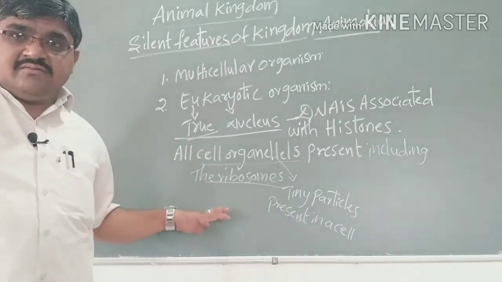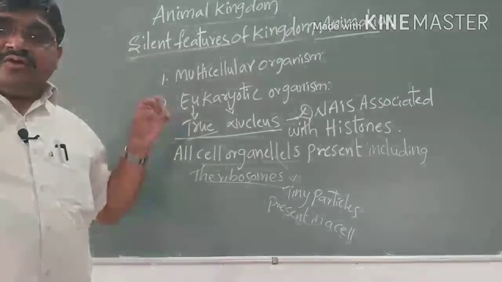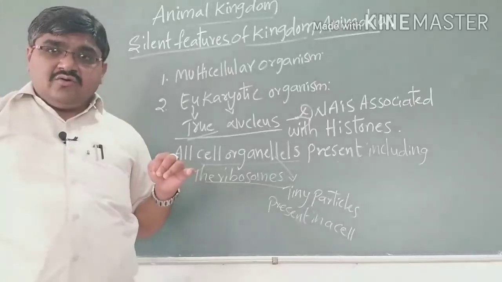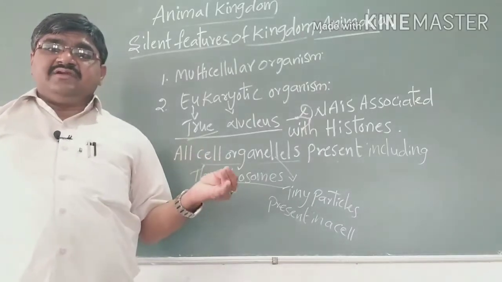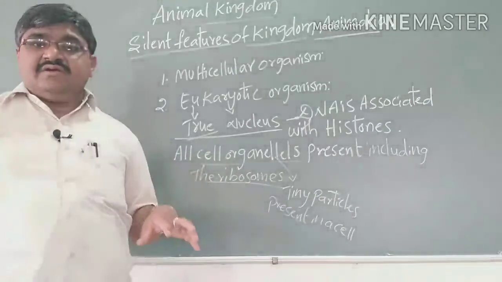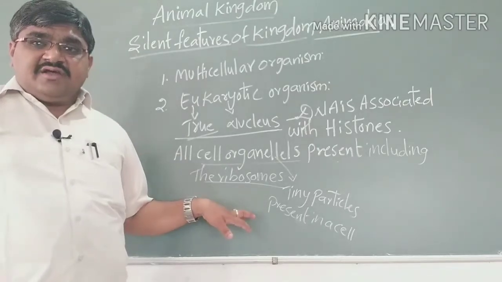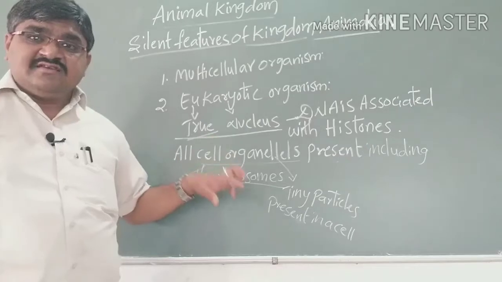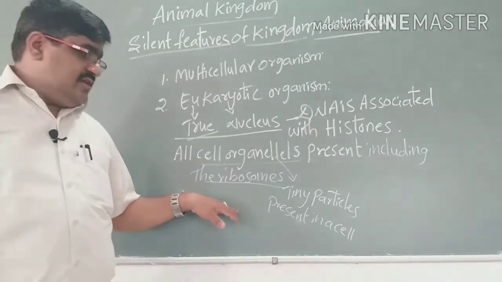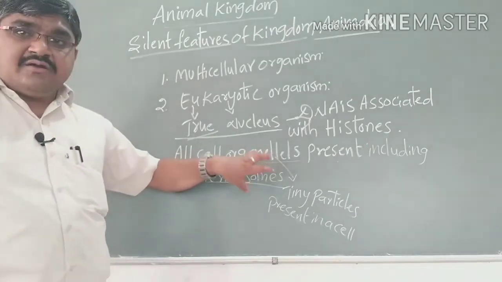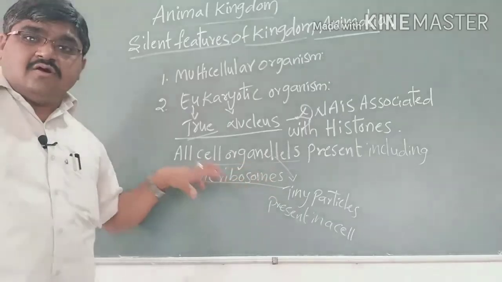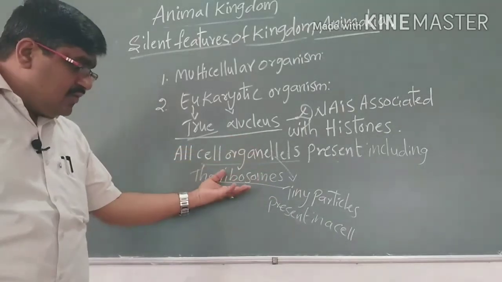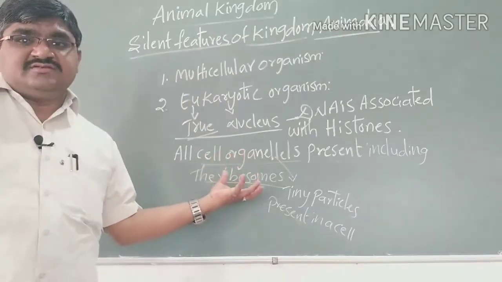Here we have the plasma membrane, the endoplasmic reticulum, the Golgi complex, and also vacuoles. In plants vacuoles are present, while in animals vacuoles are absent, but centrioles are present in animals. So these are the various types of cell organelles: mitochondria, Golgi complex, and so on, including the ribosomes.